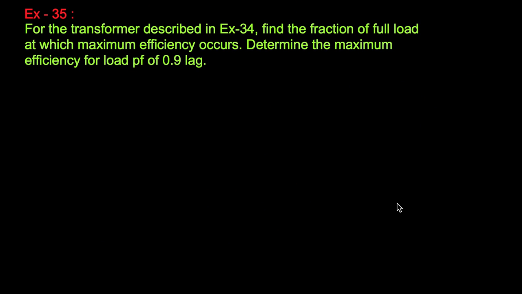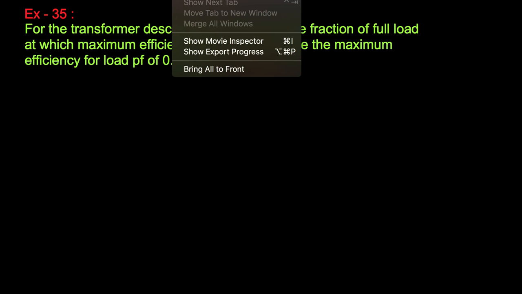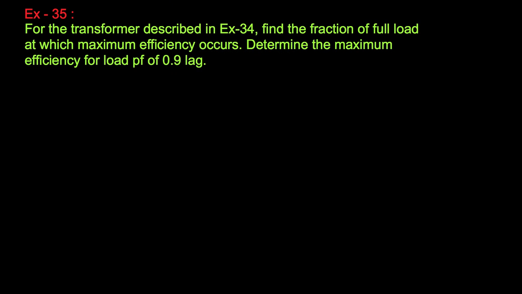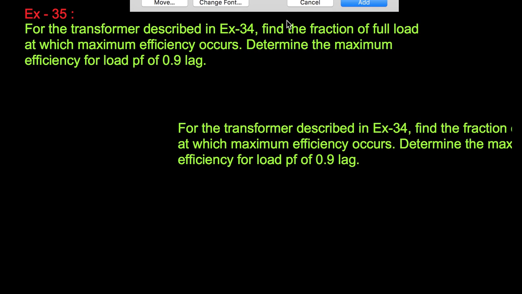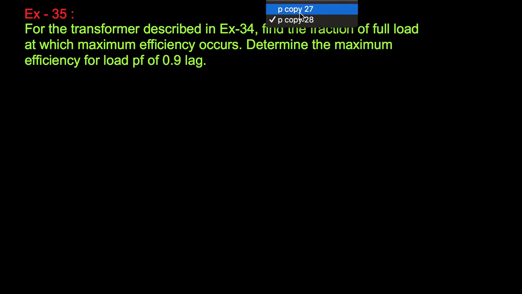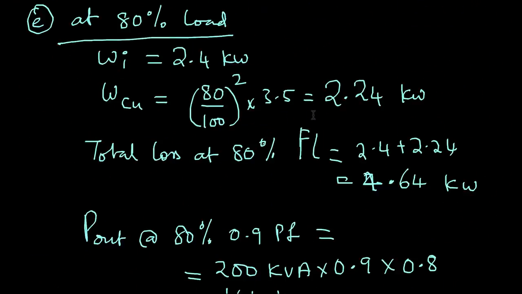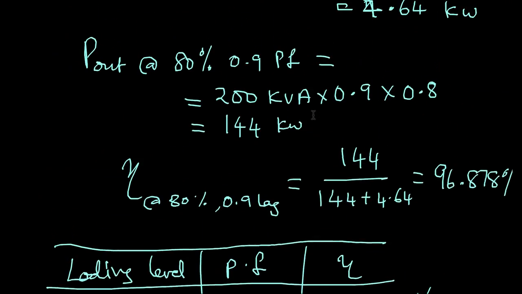Now let's look at this problem, example 35, where we are interested in finding, for the transformer described in example 34, the fraction of full load at which maximum efficiency occurs. Determine the maximum efficiency for a load power factor of 0.9 lag. So this is the question. Let's refer to example 34 in the previous page, page 27. This is the example that we solved before.